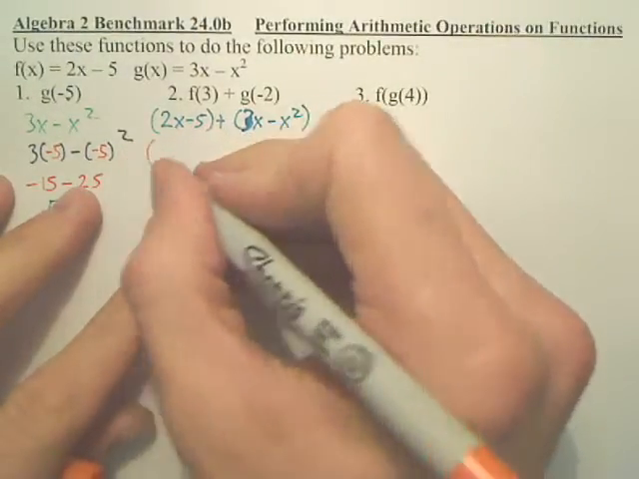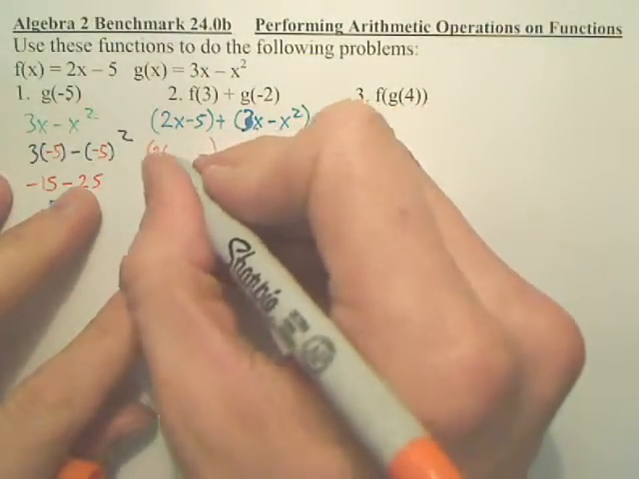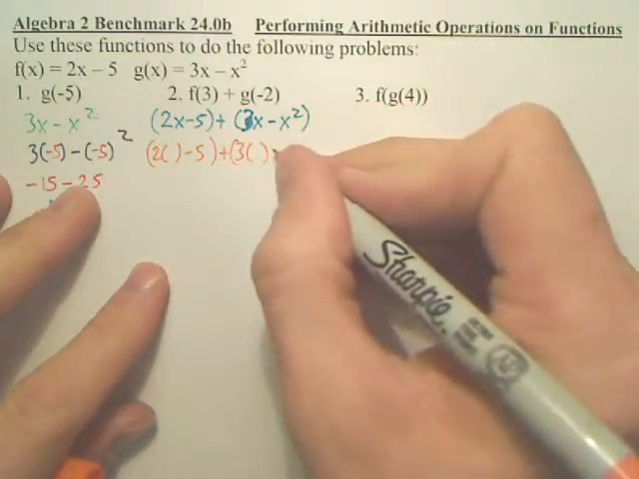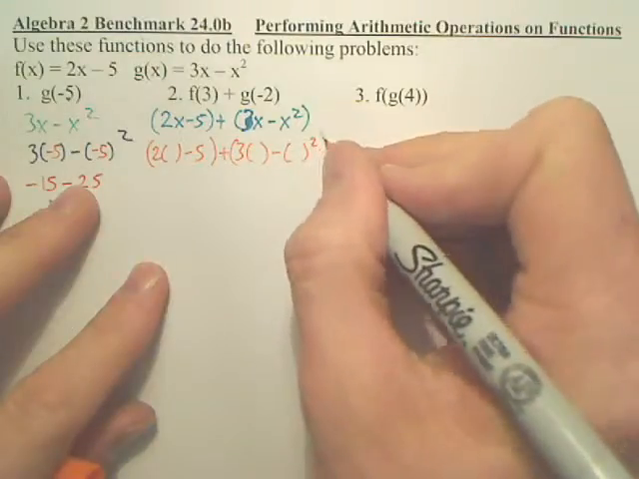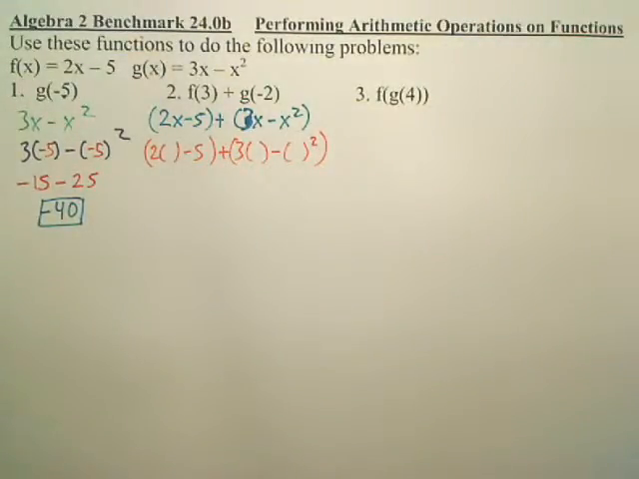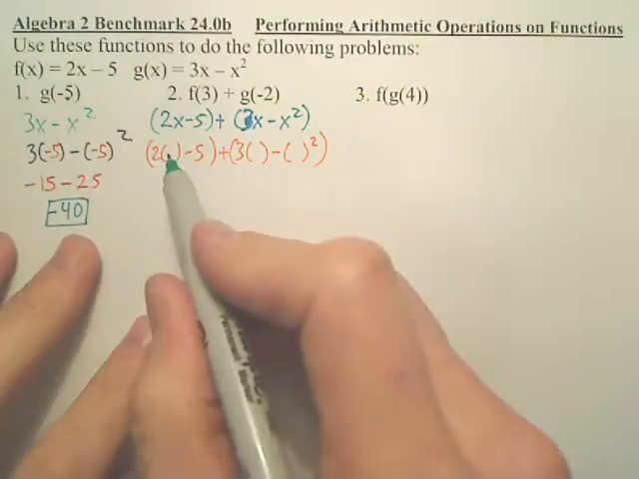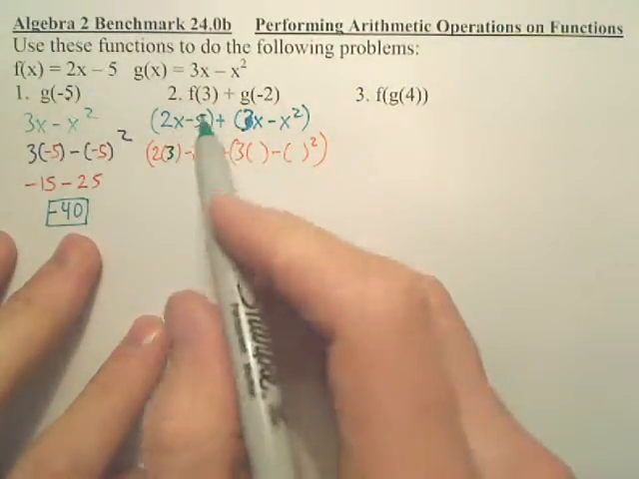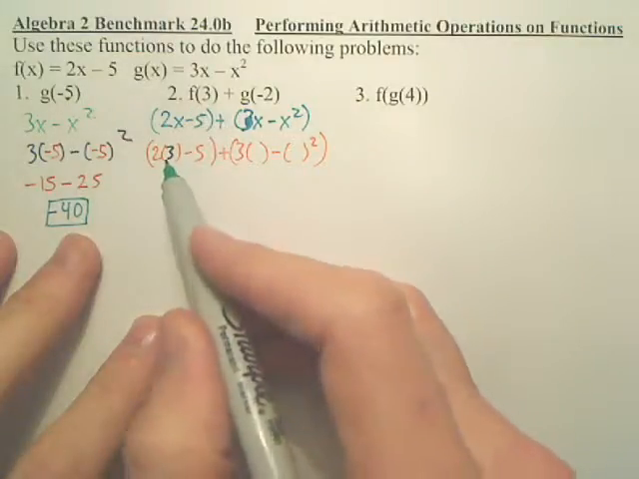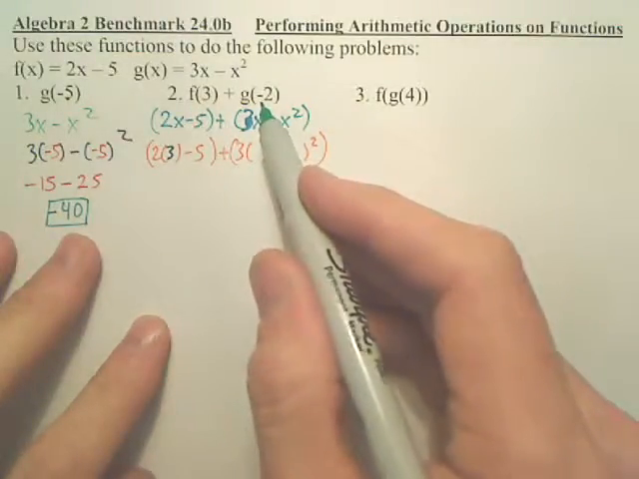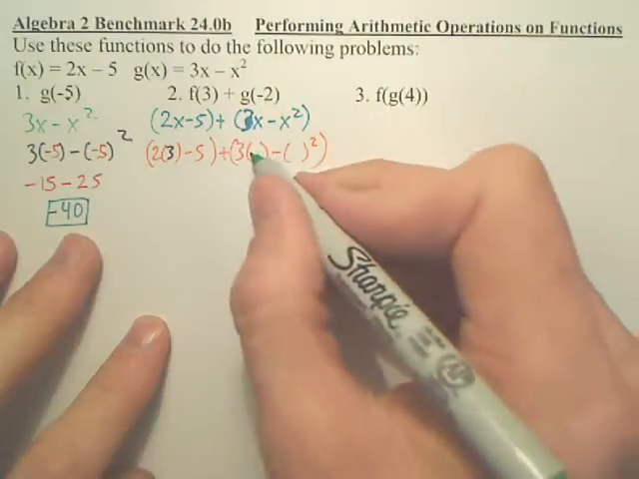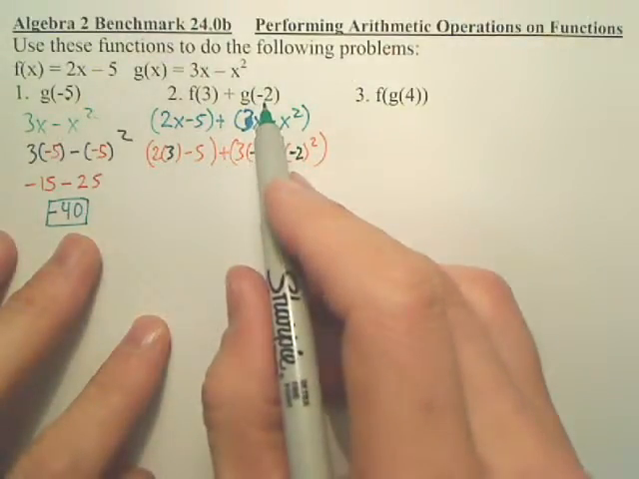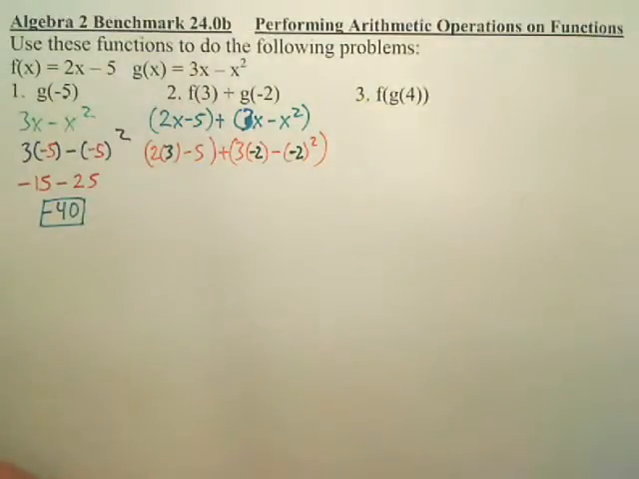Well, for the first one, we have 2 blank minus 5. For this one, we have 3 blank minus blank squared. So what's going into this blank? What are we plugging into f? 3. For the first one, for f, we're plugging in 3. But for the second one, what are we plugging in the g? G, we're plugging in a negative 2. So for g, we're plugging negative 2 in. For f, we're plugging 3 in.